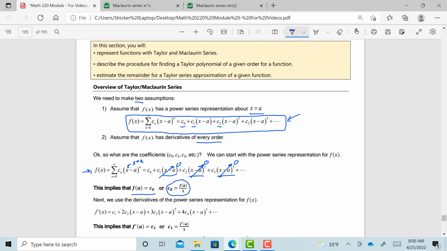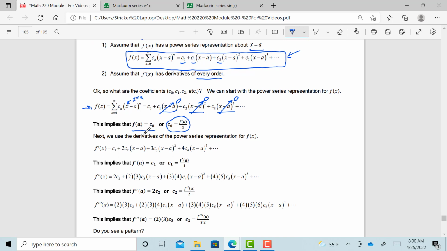Now this may seem silly, why are we doing this? But we're going to see a pattern start to develop. And this is why it's important that we are able to take the derivative of every order, because what we're now going to do is take our original power series representation for f of x and take its derivative. So f prime of x, the first one, C0 is a constant, so the derivative of that is 0, right? And then the derivative of C1 times x minus a is going to be C1.